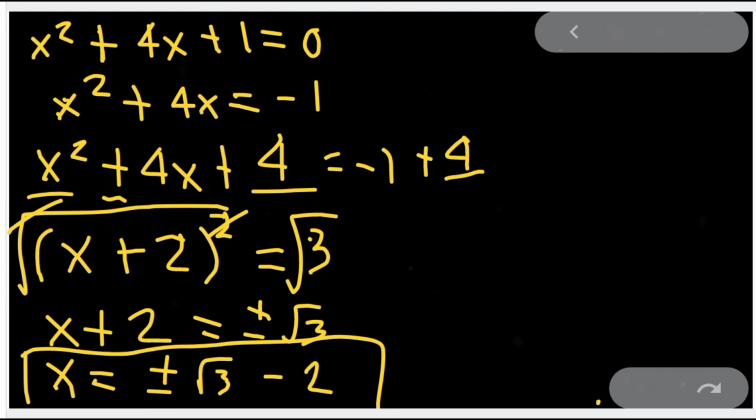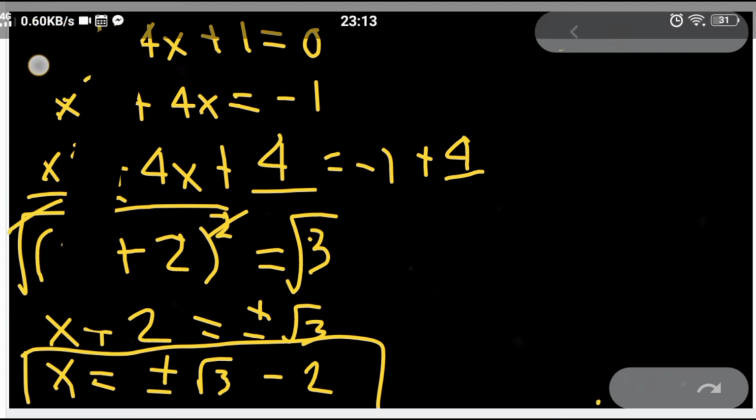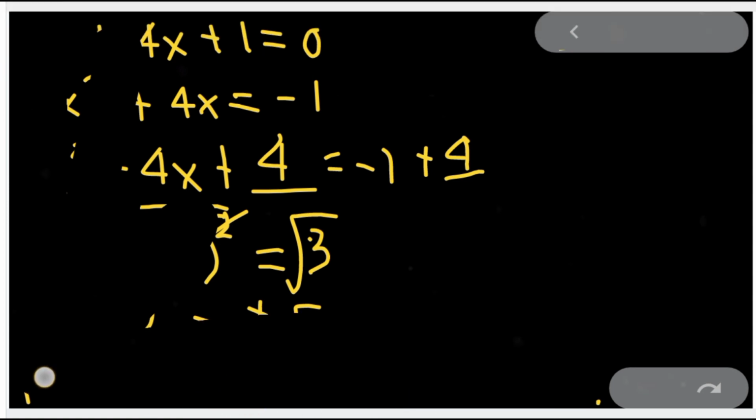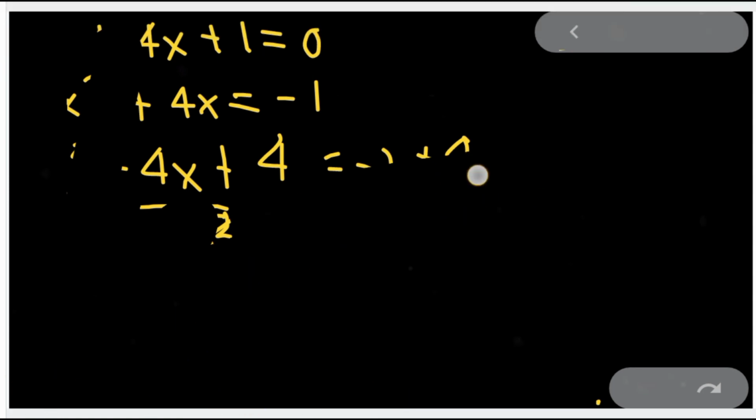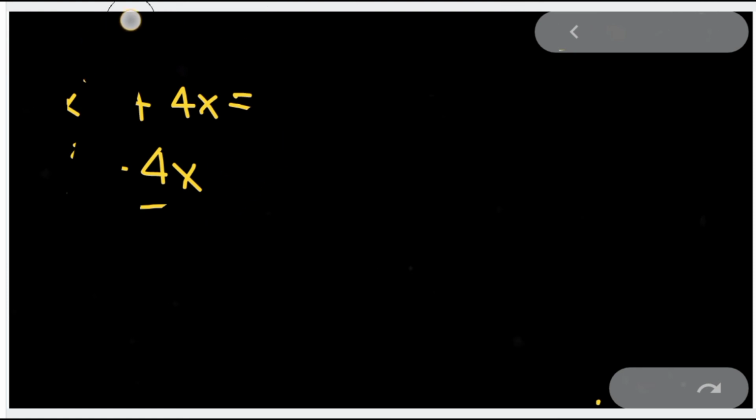Okay, let's try another example. Let's say we have 4x squared plus 24x minus 8 is equal to 0.